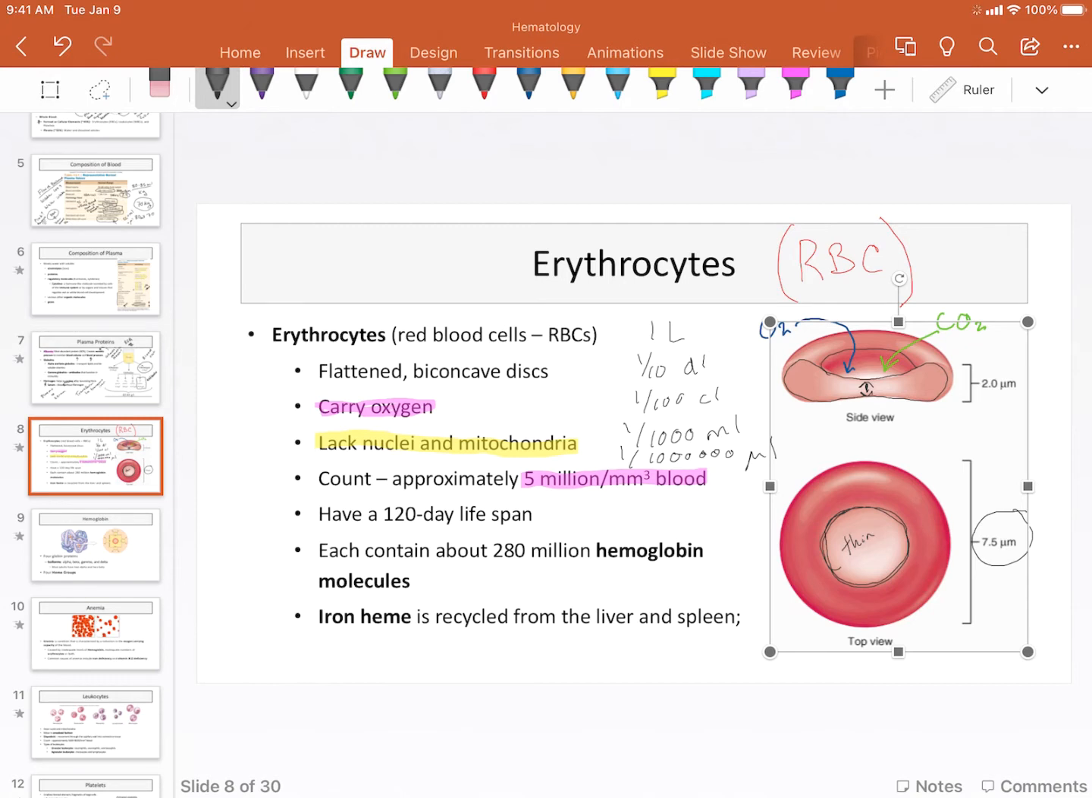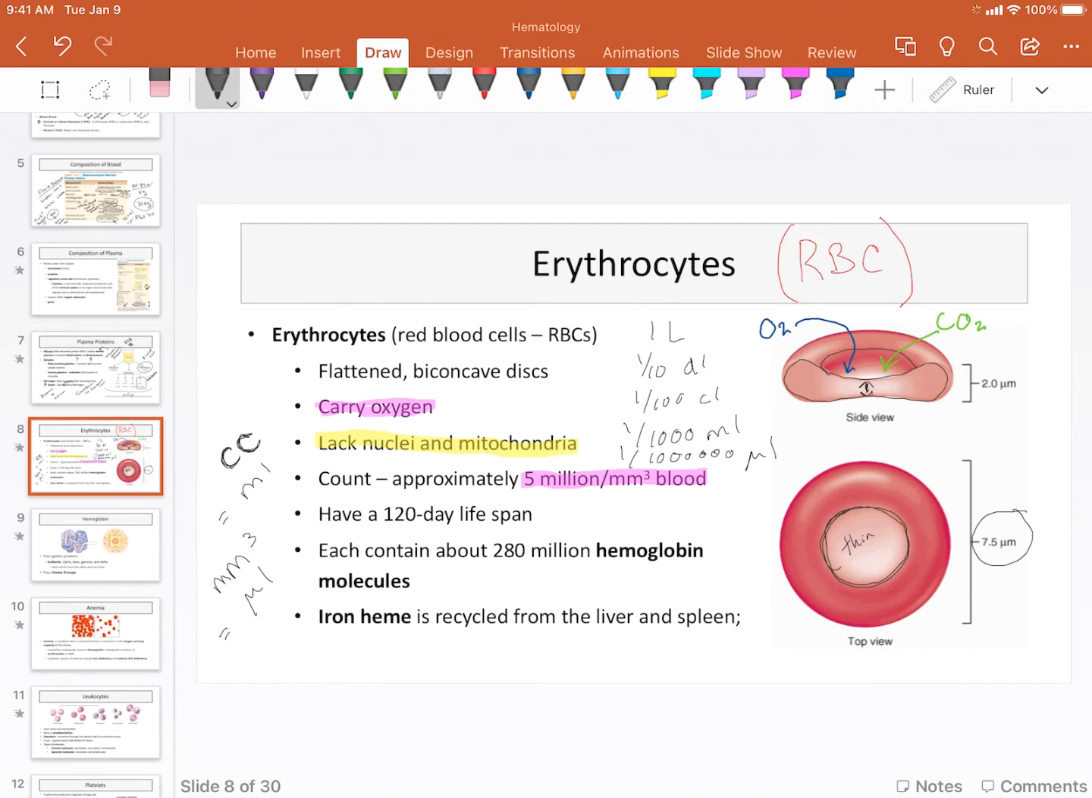So we're dealing with a microliter and 5 million cells fitting into that, just again as a quick reminder, because you'll want to know this in terms of nursing. If you're in the lab, you're going to be working with milliliters. If you're in the nursing field, you're going to be working with CC, which stands for cubic centimeters, and that equals a milliliter. And a cubic millimeter is equal to a microliter. Similar kind of idea there.